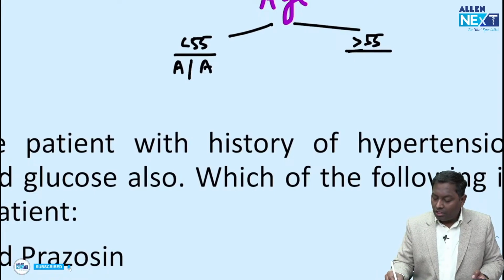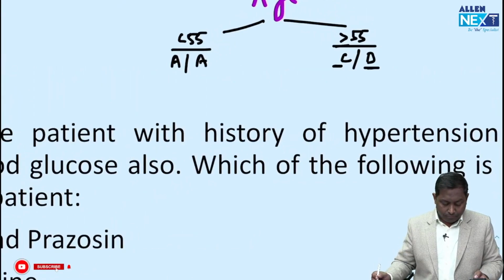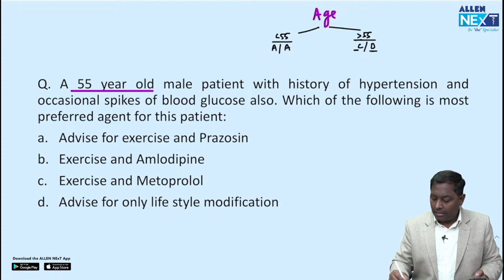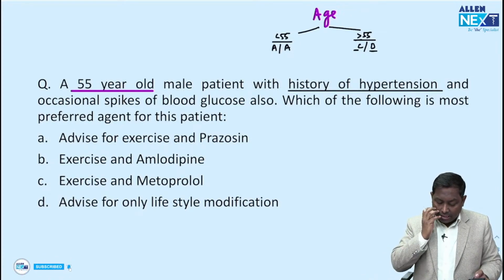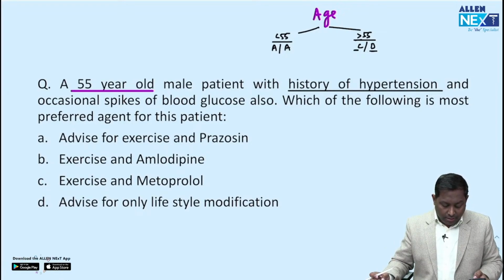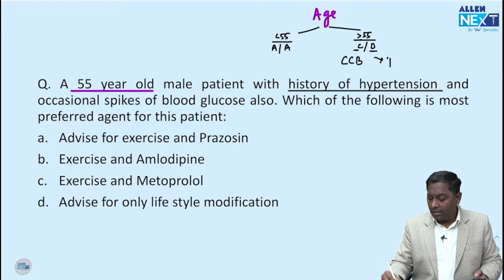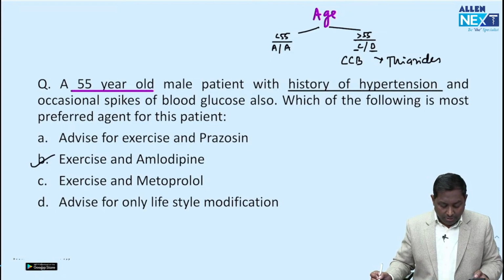If the age is more than or equal to 55, then we are going to start C or D. What is C? C is calcium channel blocker, D is diuretic, preferably thiazide. So in this scenario where the patient is coming to you at 55 years with a history of hypertension and you have to start one drug, we usually start the first line drug. What is the first line agent that we have? C or D. C is calcium channel blocker, D is diuretic, preferably thiazide. These are the first line drugs. So exercise plus amlodipine is something that you can start. Exercise plus calcium channel blocker.